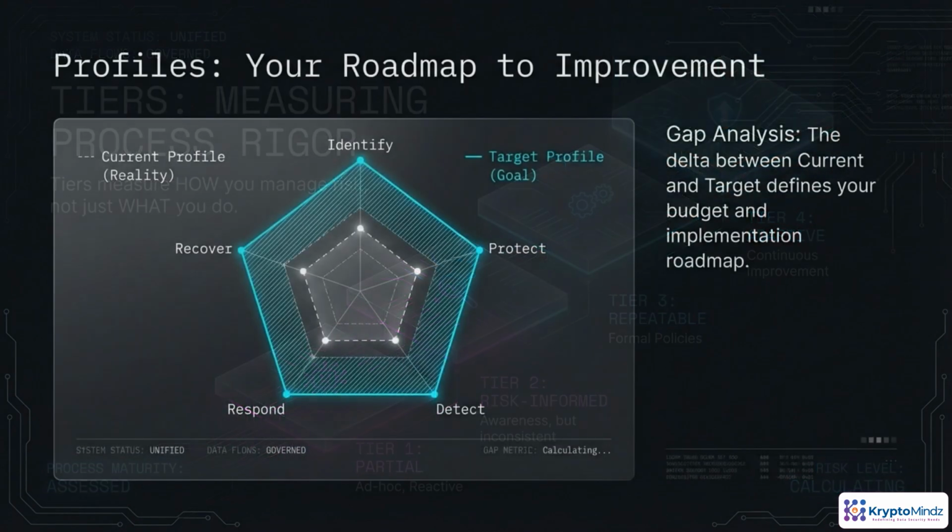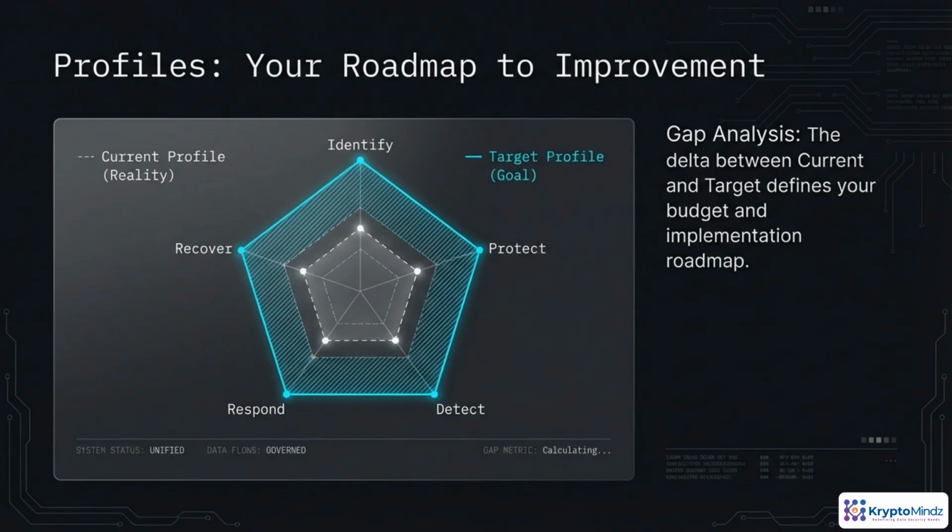Profiles turn the framework into a concrete action plan. Your current profile shows how well each function is really implemented today. Your target profile expresses where you need to be, based on risk, regulation, and business priorities. The distance between those two views is your gap. Each gap becomes a project, with an owner, timeline, and cost. If you can't fund everything, you close the highest risk gaps first and revisit the profile regularly.